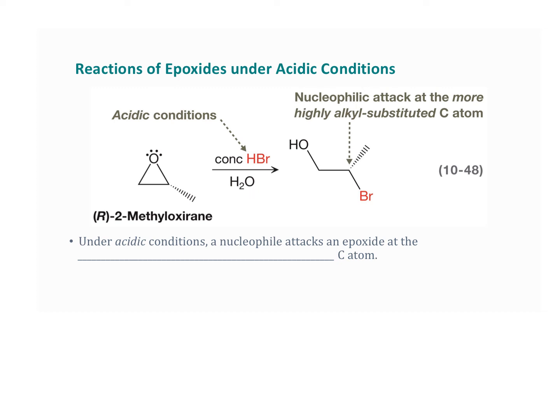And what we see happen here is that the Br attacks the more highly substituted side. So basically we end up with the opposite product of what we saw with a base condition. So under acidic conditions, the nucleophile attacks the epoxide at the more highly alkyl substituted carbon atom, okay?